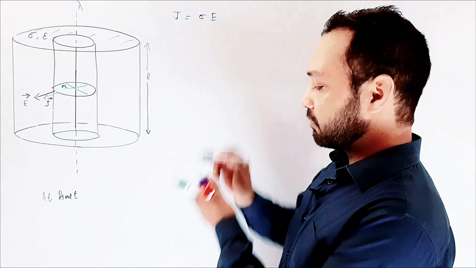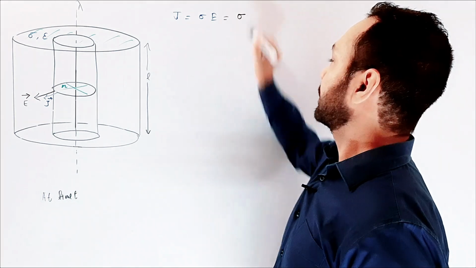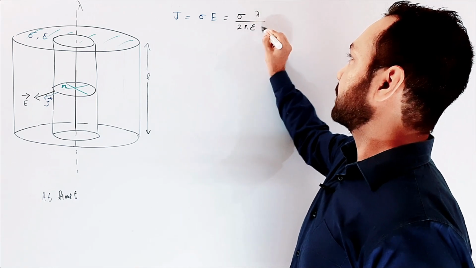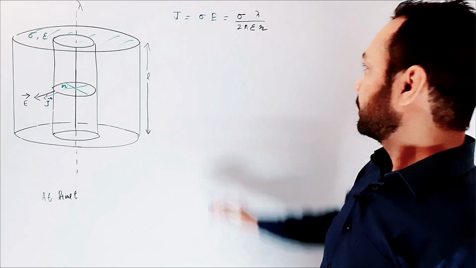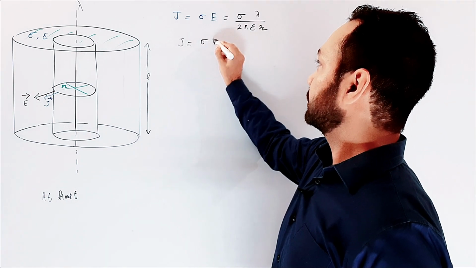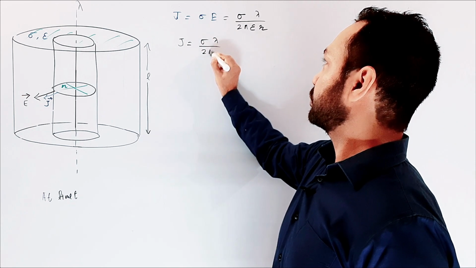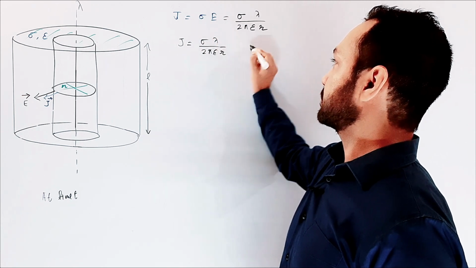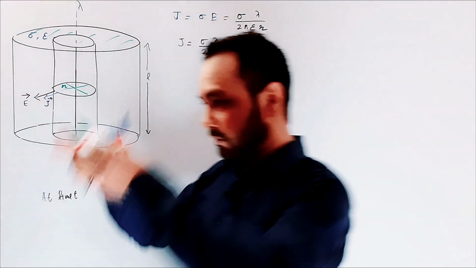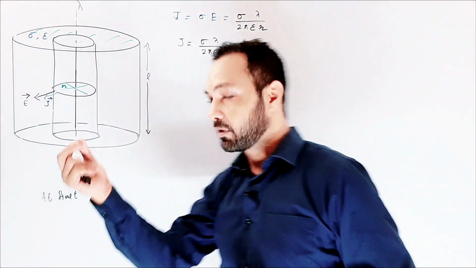So this E will become lambda by 2 pi epsilon r at a distance r. So we have the first equation, J is equal to sigma lambda by 2 pi epsilon r, that is my first equation. And current here is going, like this is a cylindrical shell, and through this current is going.